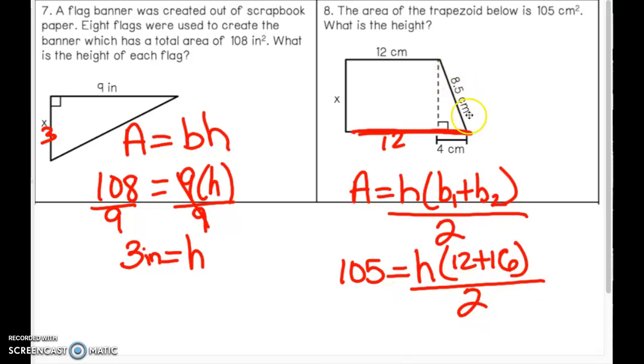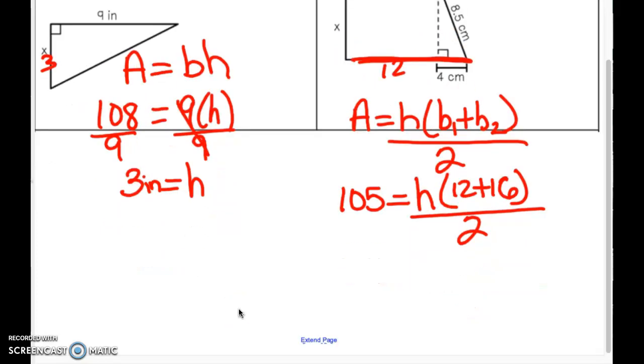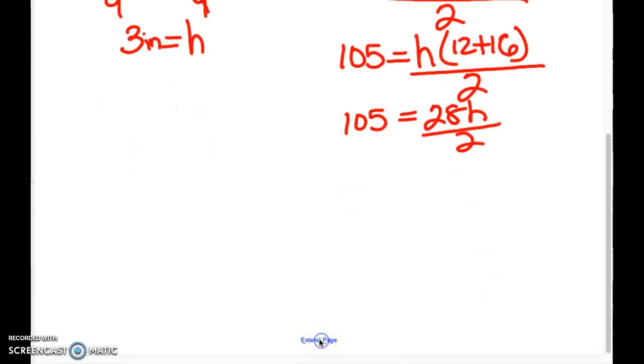Remember, this is not the height. This would be the height, which is the same as this, and we're missing it. So now we have, I'm going to scroll up a little bit. We have 105 equals 28h. All I've done is add 12 and 16, divided by 2. All right, so this is a two-step equation. I'm going to extend our page. This is a two-step equation now.